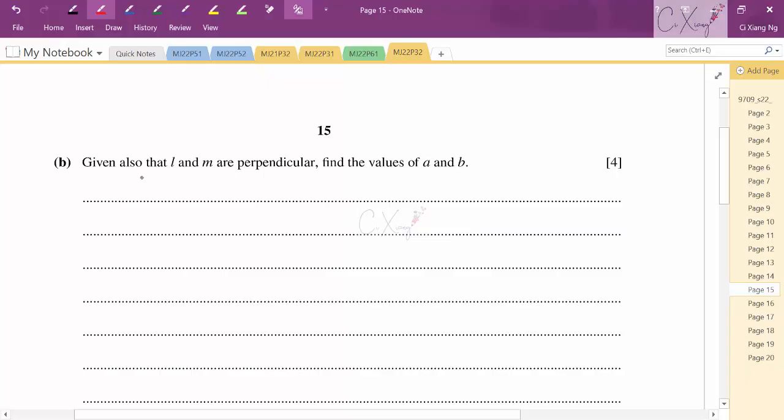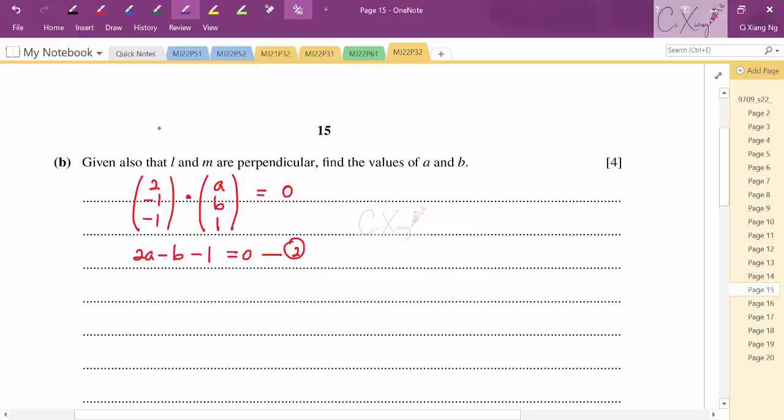Just now we already know that the direction of the line L, which is 2, -1, and -1, dot product with the direction of the line M, which is A, B, and 1, they are perpendicular to each other. Therefore, the dot product between them is 0. Apply the dot product: 2 multiplied with A, you get 2A. -1 multiplied with B, you get -B. And the last one, you get -1, and it equals 0. So from here, you get 2A minus B minus 1 equals 0. Maybe you can treat this as a second equation.